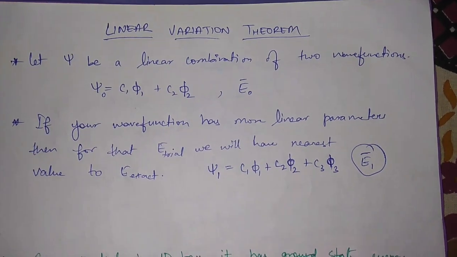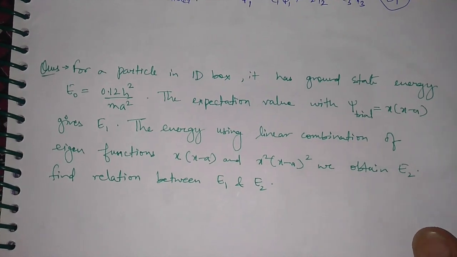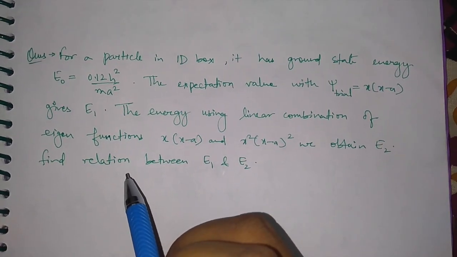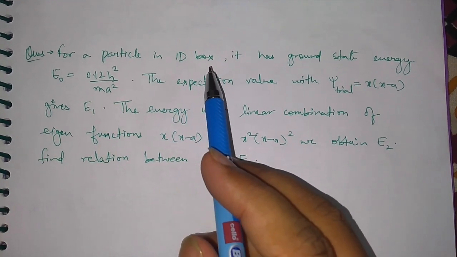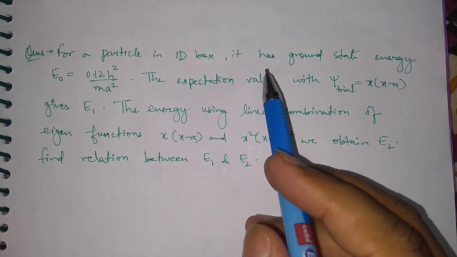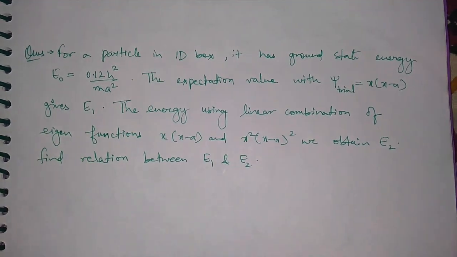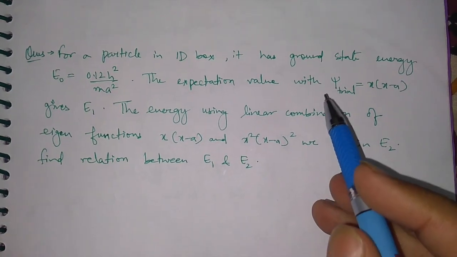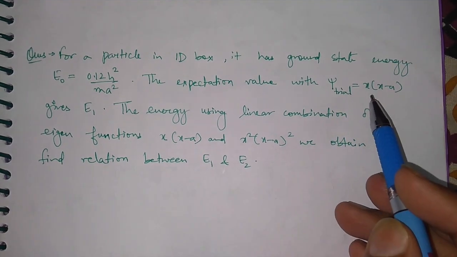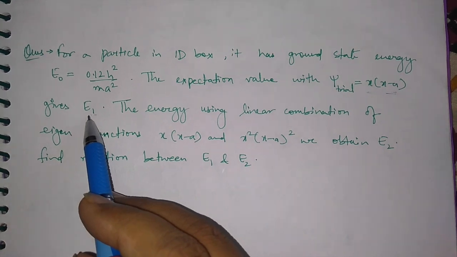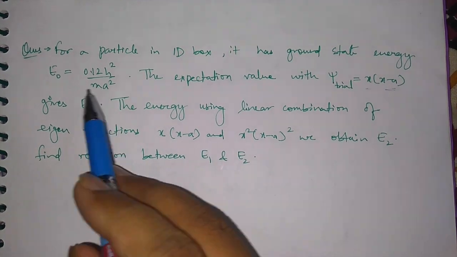Now how will a question be asked based upon this? See, this is a question which has been asked in your CSIR NET exam. For a particle in a one dimension box, it has a ground state energy E0, and the expectation value with a trial wave function given as x minus a gives you energy E1. This is the expectation value or the average energy value.